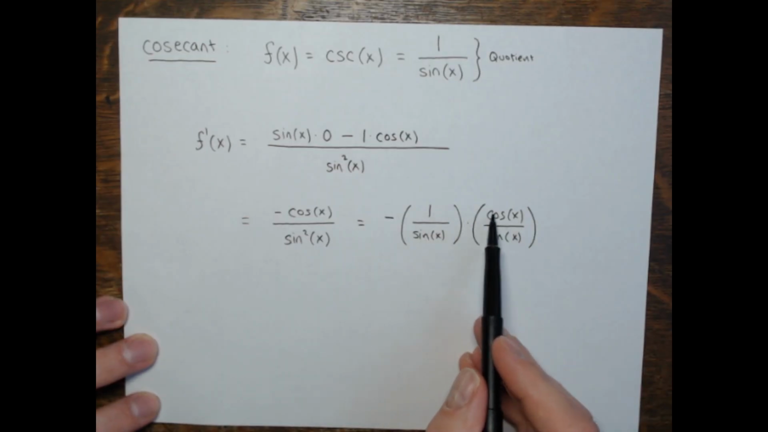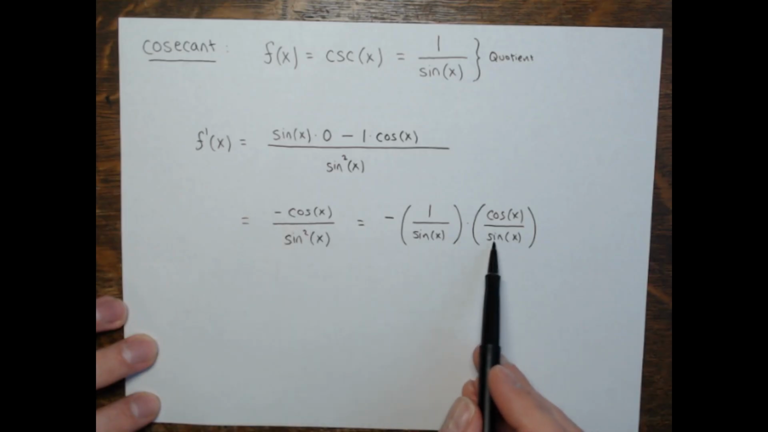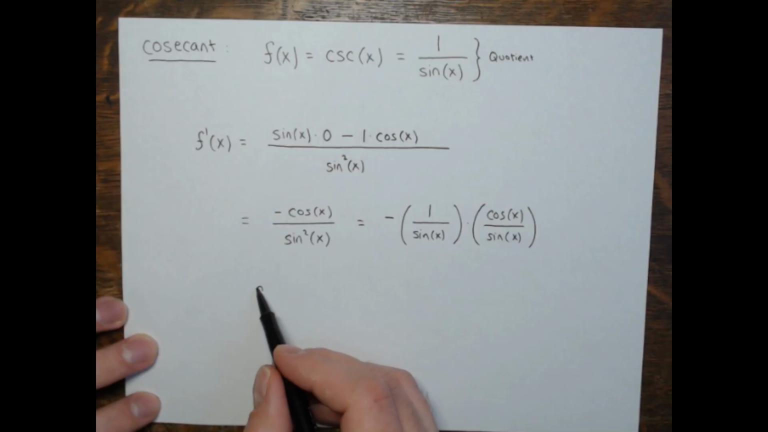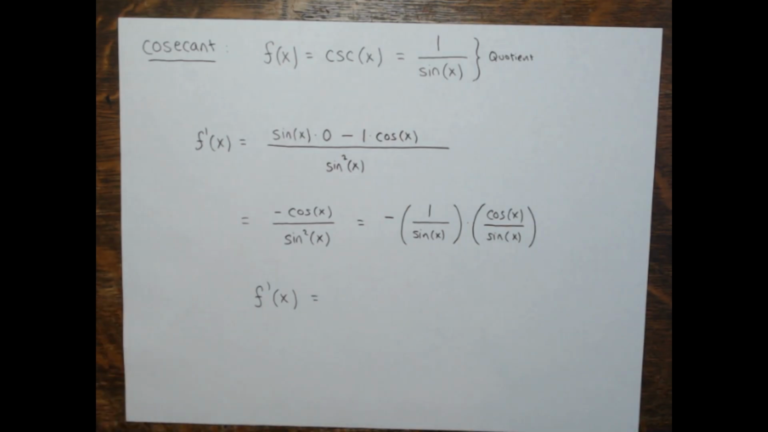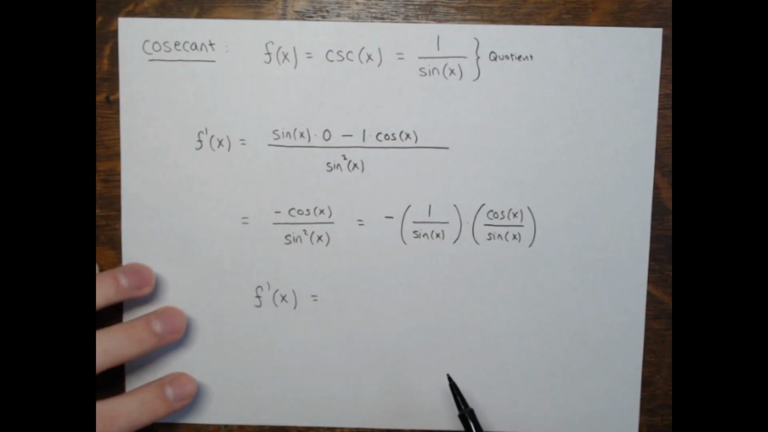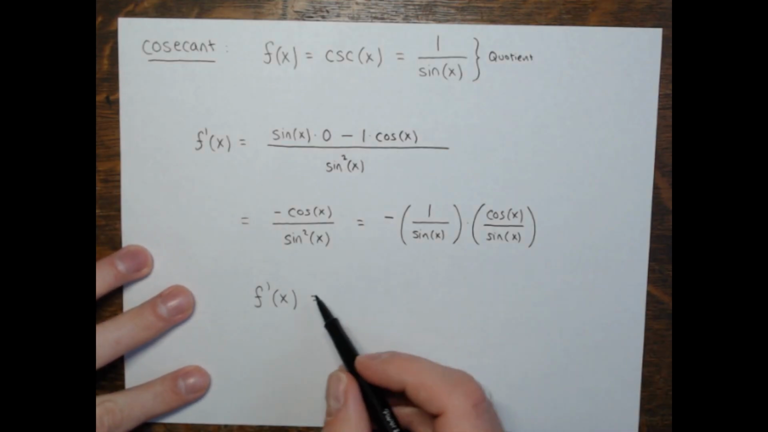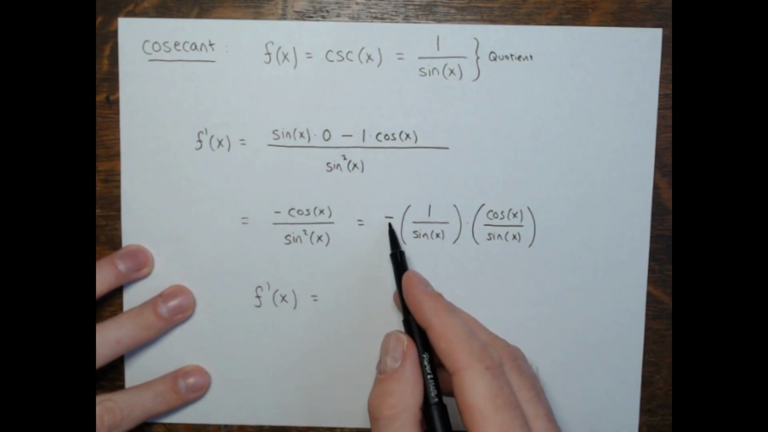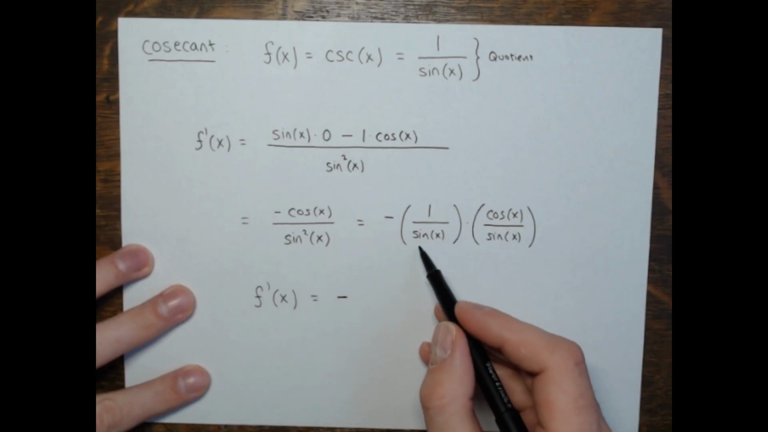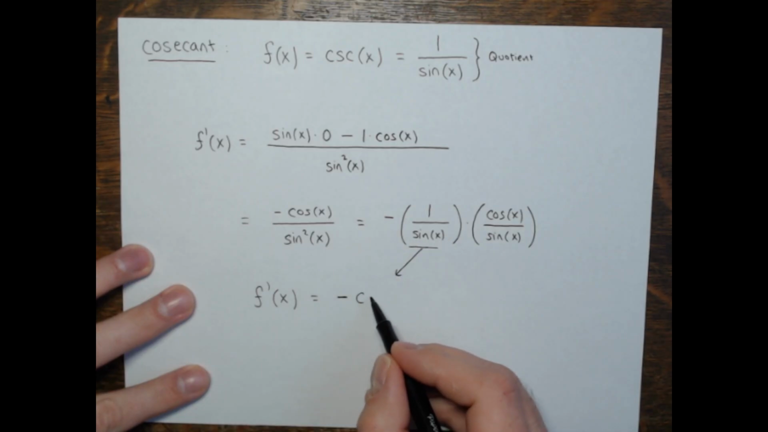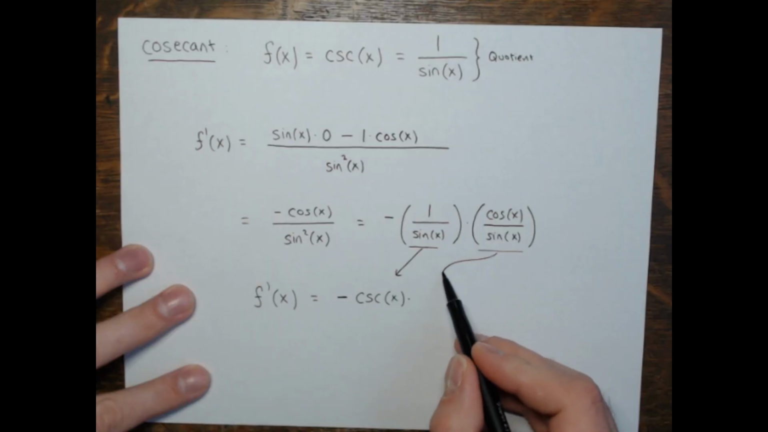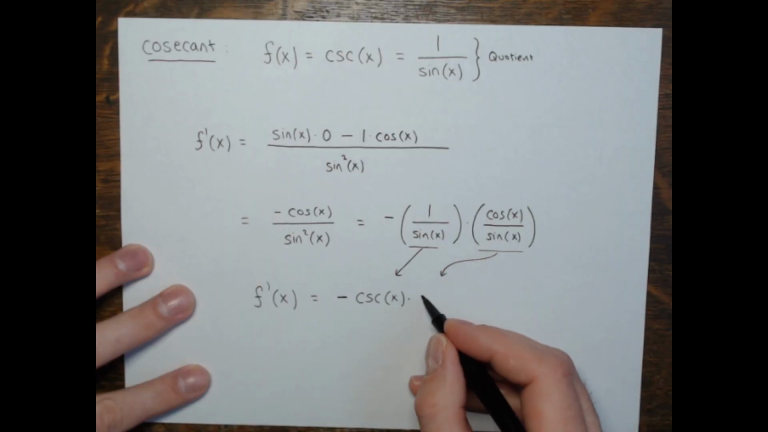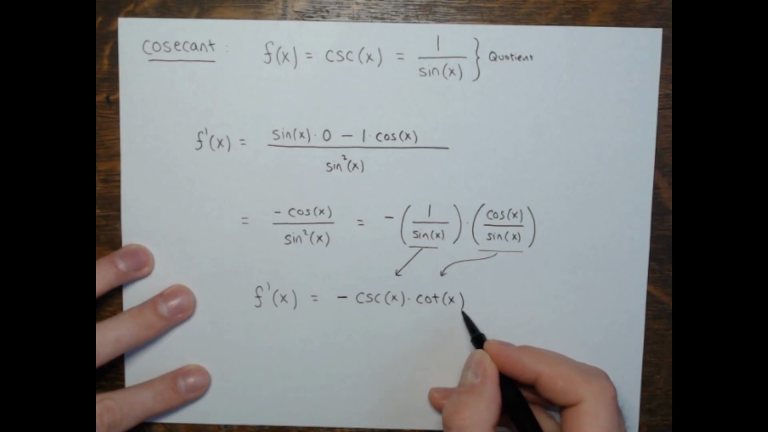And if you were to multiply the numerators, you get negative cosine. You multiply the denominators, you get your sine squared. So what you're going to see in most derivative tables, and what I would highly suggest you remember, all 6 of these eventually, is the derivative of the cosecant function is negative, or the opposite of, 1 over sine, which is cosecant again. So you see cosecant again show up in the derivative, but then there's another factor, times this cosine over sine, which remember that's cotangent of x.